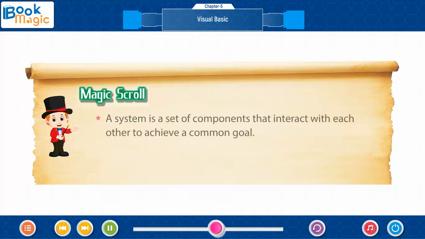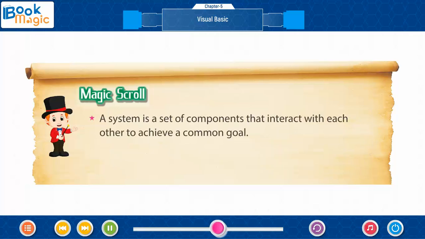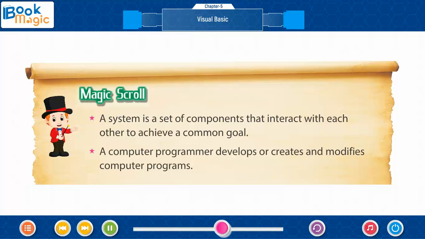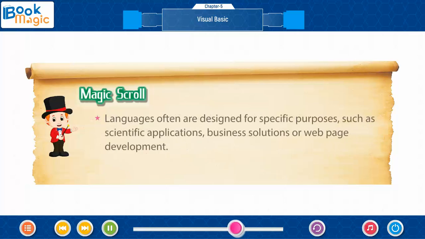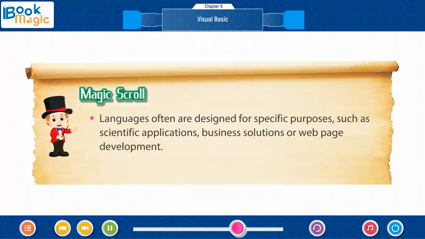Magic scroll. A system is a set of components that interact with each other to achieve a common goal. A computer programmer develops or creates and modifies computer programs. A programming language is a set of words, abbreviations, and symbols that enable a programmer to communicate instructions to a computer by writing a program. Languages often are designed for specific purposes, such as scientific applications, business solutions, or web page development.